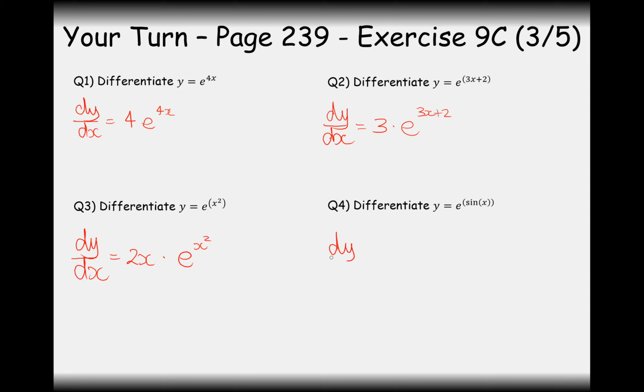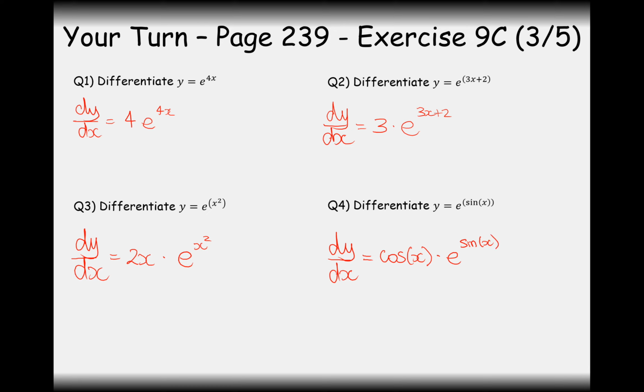And for the final fourth question, differentiate the inside function first. In this case, that's the power. Differentiating sine gives you cos. And times that by the derivative of the whole function, or the outside function, which is e, and that doesn't change.